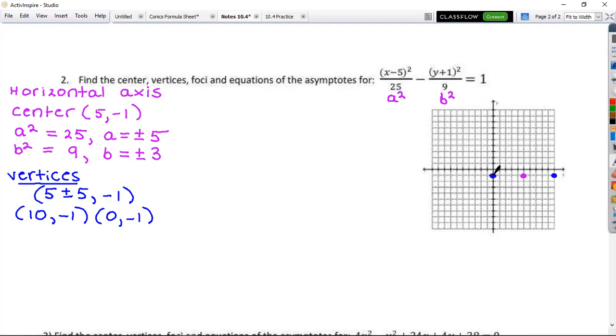Those are my vertices. And now because this has a horizontal axis, this means that we are going to open left and right. So opens left and right. So I'm going to sketch it. Kind of looks like this. And other side too. Trying to keep this kind of balanced. That works.